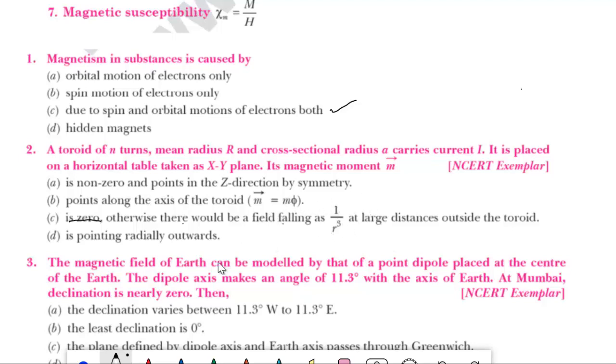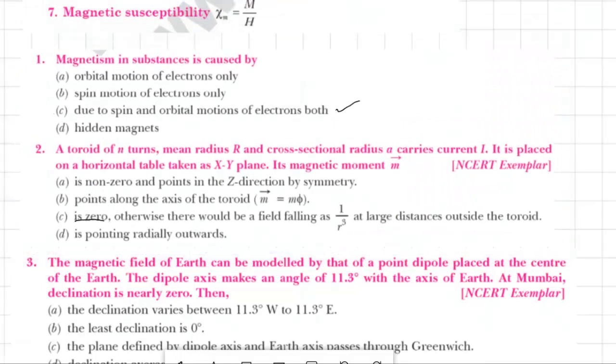Next question. The magnetic field of Earth can be modeled by that of a point dipole placed at the center of Earth. The dipole axis makes an angle of 11.3 degrees with the axis of the Earth. At Mumbai, the declination is nearly 0. Then, which of the following is correct? It is asking, so I'll read out the options also.